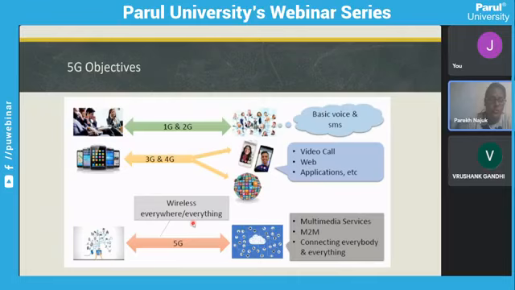It's not about only smartphones, or your laptops or your PC which is connected with the internet, but it is about everything, everywhere. Not like if you are near the access point; you are moving anywhere in the city, you have any device with you, and if that device is connected with the wireless 5G network, you can have many applications, like multimedia services and machine-to-machine communication. Any machine-to-machine communication, connecting everybody and everything. This is the main objective of the 5G network.